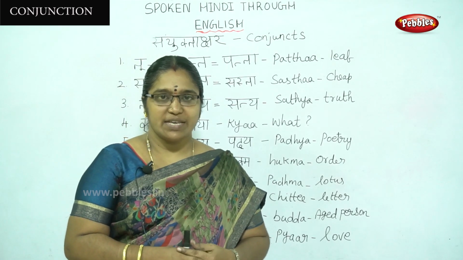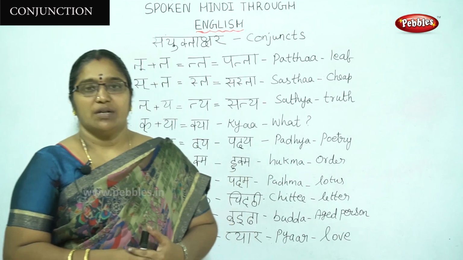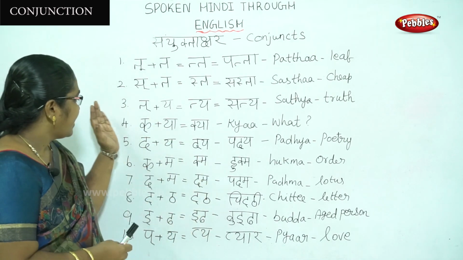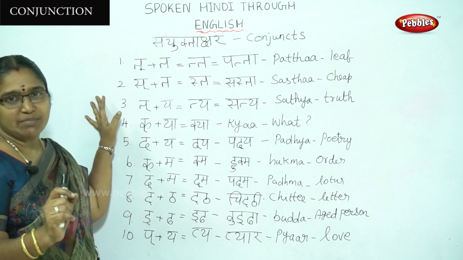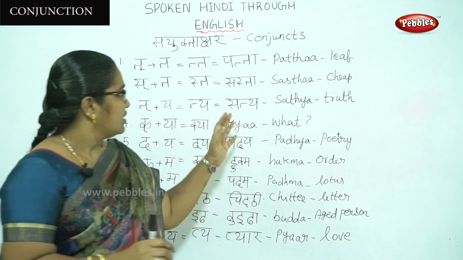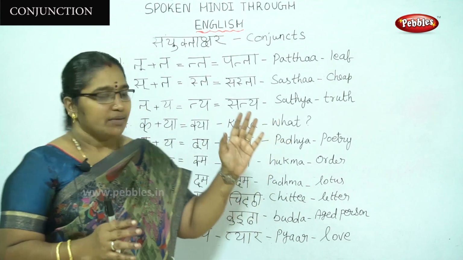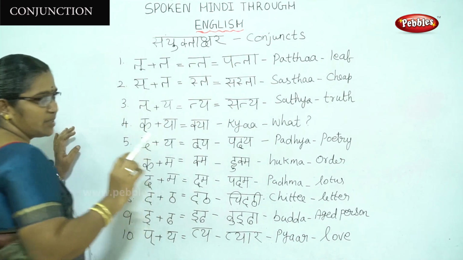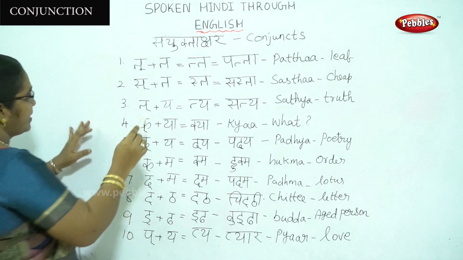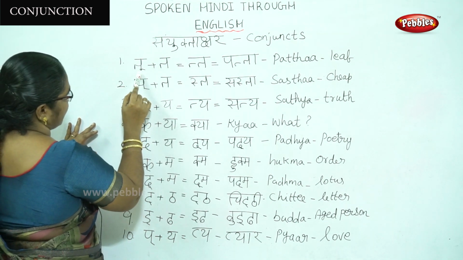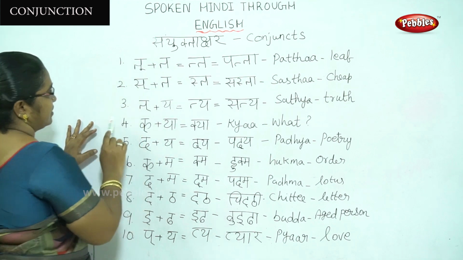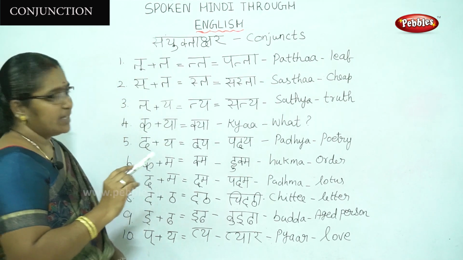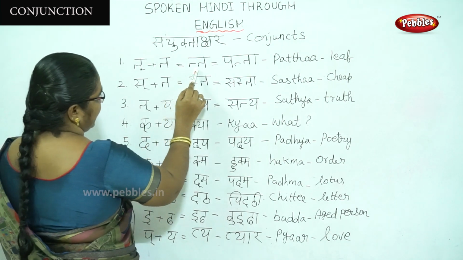Now let us see some samyuktakshar. Samyuktakshar means conjuncts. Here I have written some simple examples for samyuktakshar. See the first one: it plus ta becomes itta.